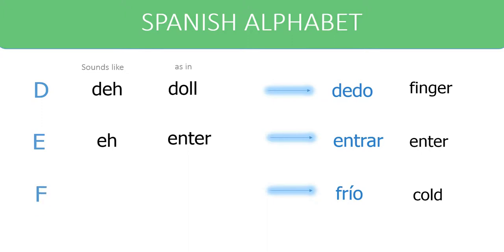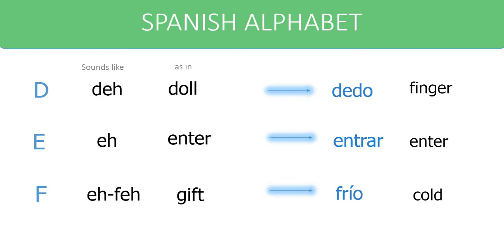The letter F in Spanish is efe. So as you can see, it's very similar to the F in English. You just need to add an E to the end. And it's similar to the one in gift. So an example of a Spanish word containing the letter F is the word frío. Frío means cold. So remember the sound F, as in gift.